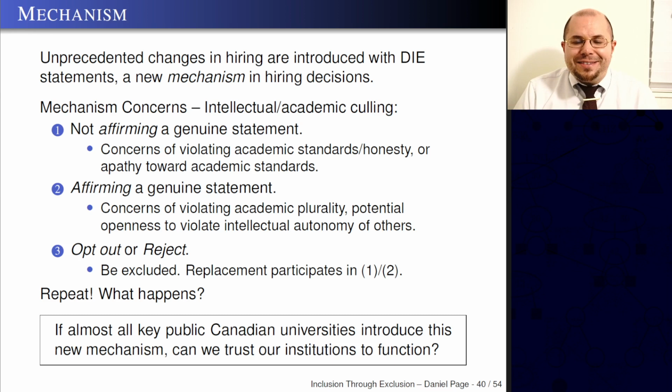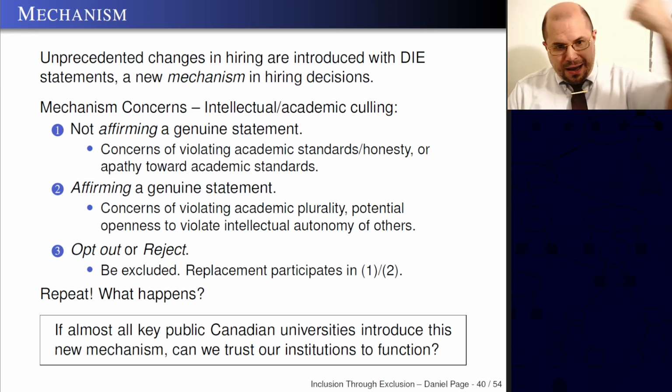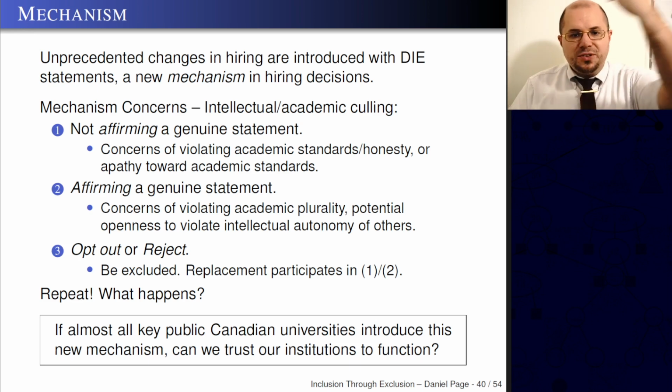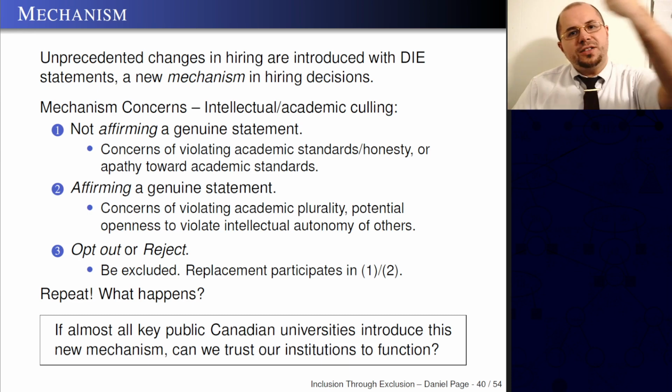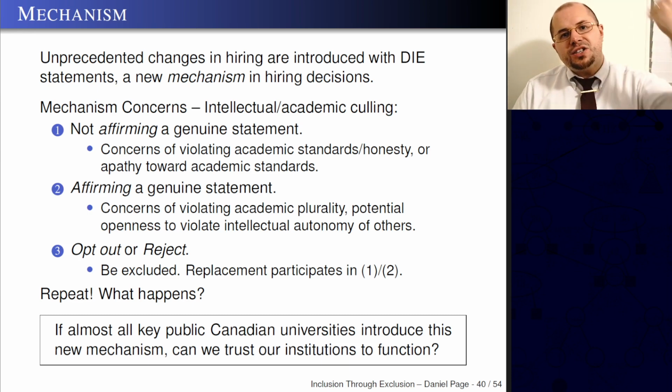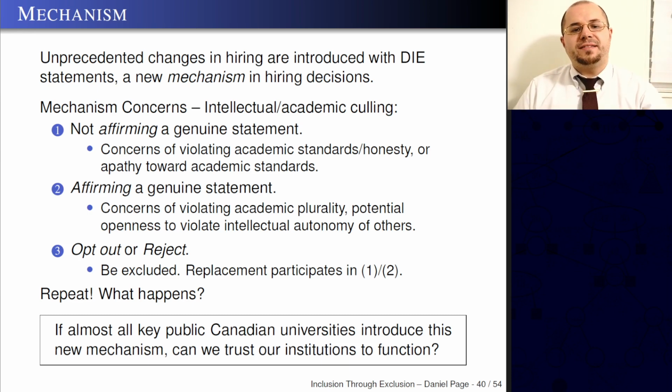So replace, now what's going to happen is because these are competitive positions, 1 and 2 are going to apply instead of 3. So if you repeat this, because naturally I'm thinking about this in a very algorithmic way, if you repeat this many, many times, what happens? Are we going to be encouraging intellectual autonomy of our academics, or are they going to just see this all as one big performance? Specifically, what if almost all key public Canadian universities introduce this new mechanism? Can we trust our institutions to function?